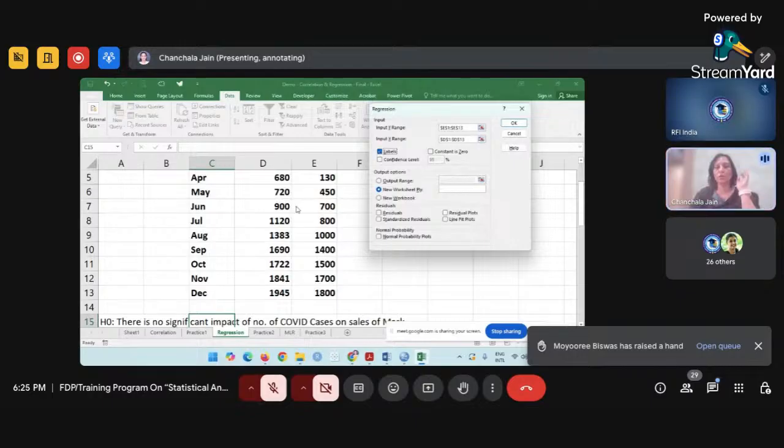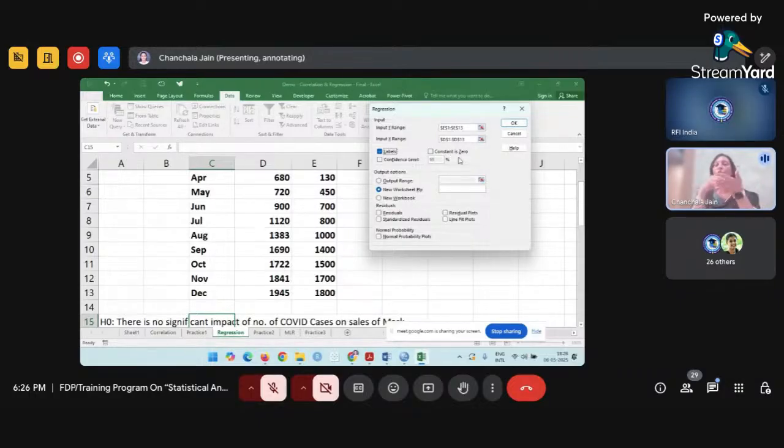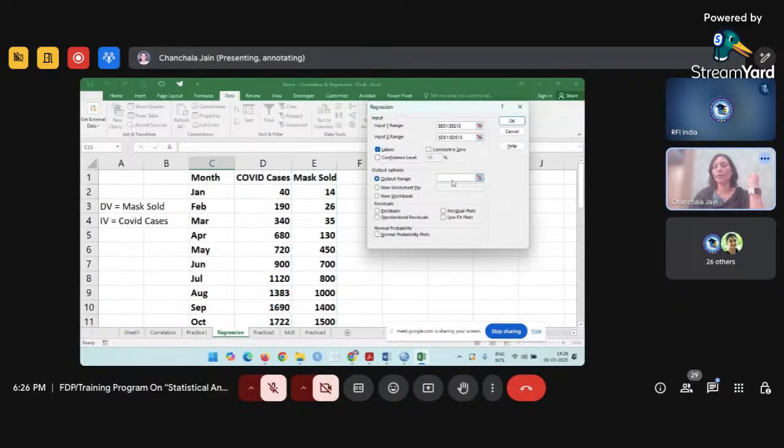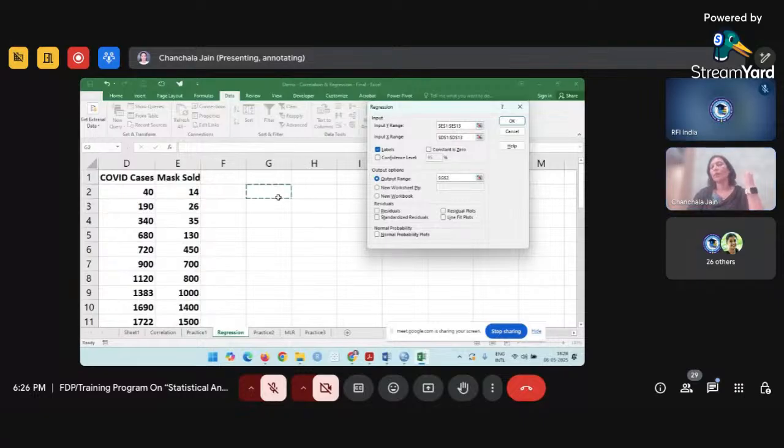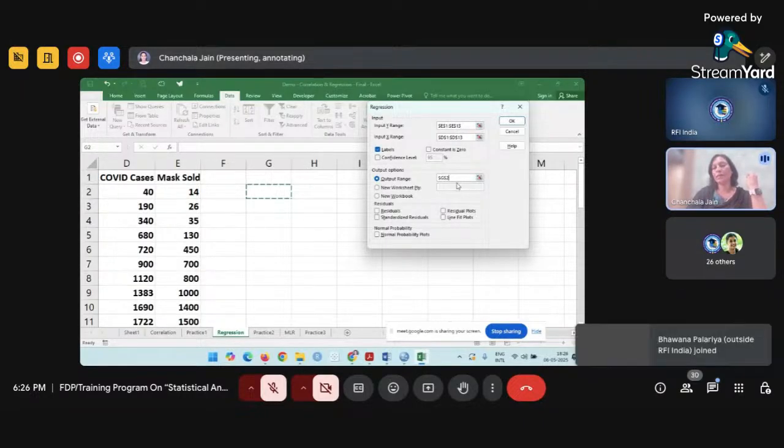Then select labels. As I selected both the headings of my columns, I'm selecting this checkbox. Constant is zero, that is a, because in our equation y equals a plus bx, the constant a is a constant, right? We do not want to make a zero. We want some value for a, so do not check this box. Confidence level means by default it will give you the results at 95%, so I'm not making any changes. Output: I'll select this option and give a cell reference where I want to get my output. Done.